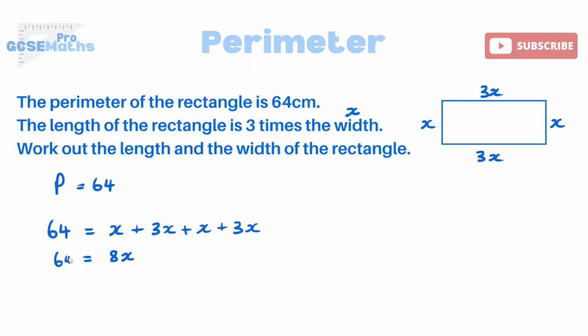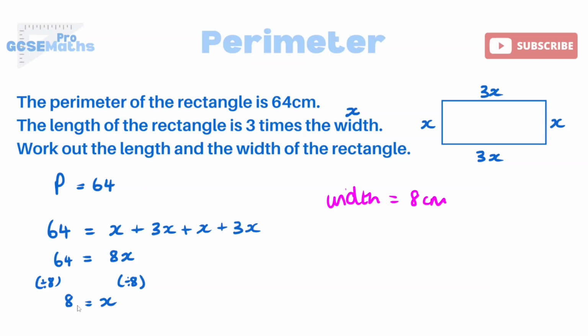64 is still the same. And now I want to solve it. I want to get x on its own. So instead of 8x, I just want 1x. So I need to divide both sides by 8. Obviously, 64 divided by 8 is 8. So x is equal to 8. Now, they've asked for the length and the width. So we know, because x was the width, wasn't it? The width is 8. However, don't forget that you need to go back and work out the length.